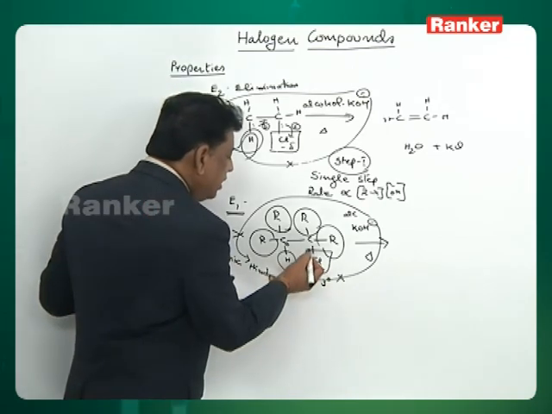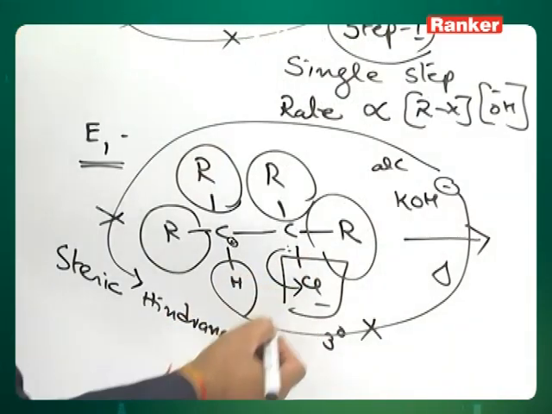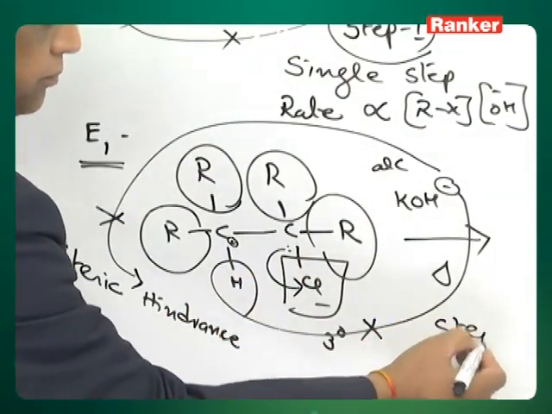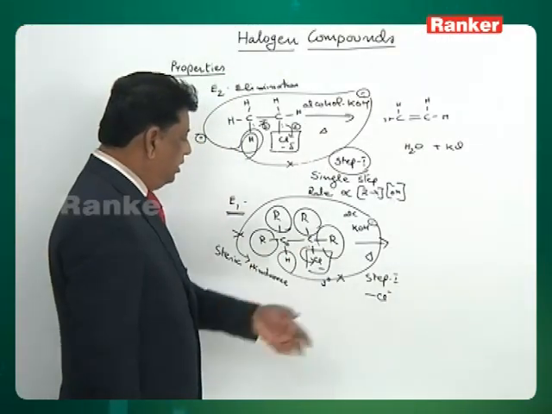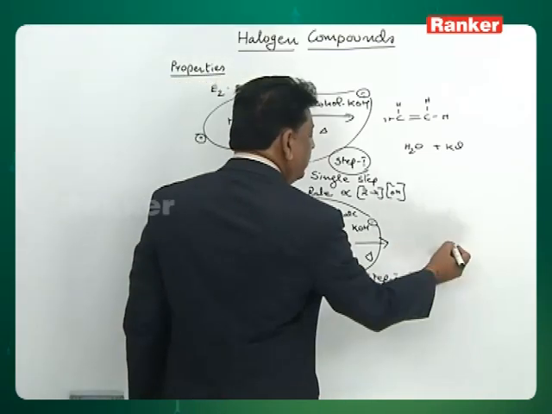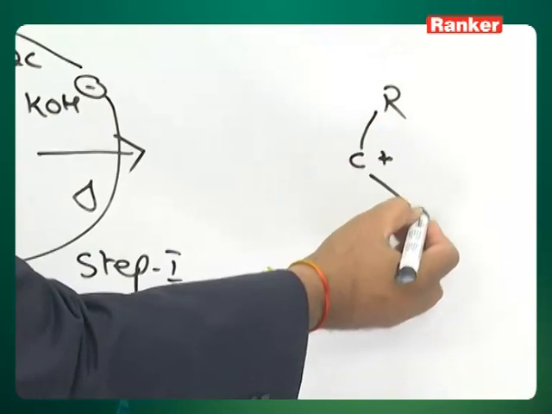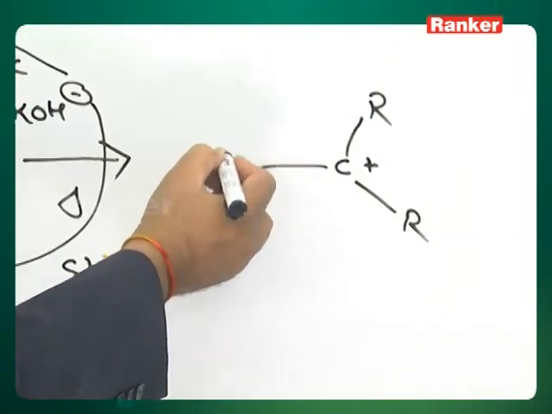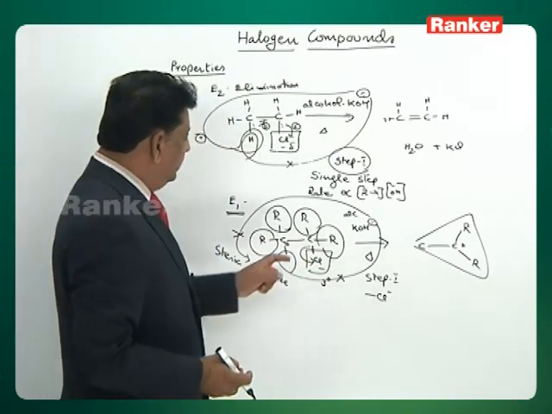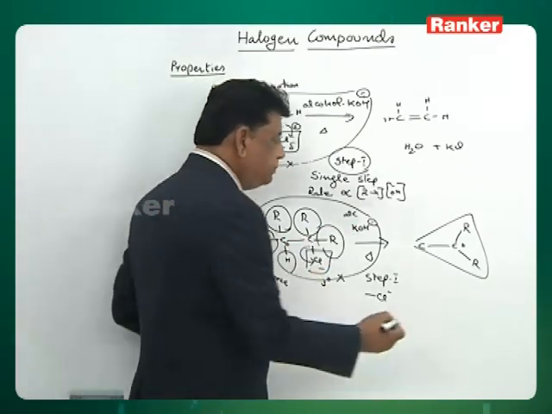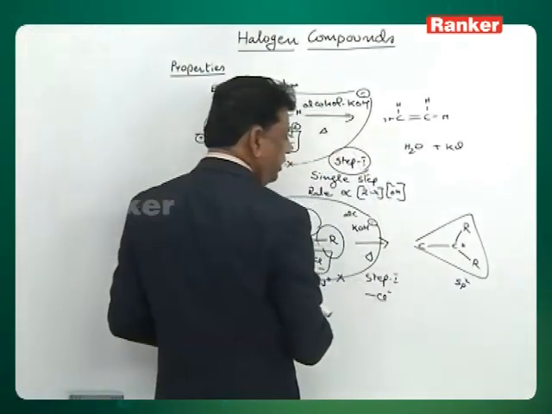Now what happens is, instead of OH attacking, first Cl will go out. This is called step 1. In step 1, Cl minus goes out. If Cl goes out, then this carbon will become a carbocation. So the carbocation will have a symmetry, trigonal planarity, right? So the moment Cl goes out, the carbon will become an sp2 hybridized carbon. The trigonal planarity symmetry is formed.